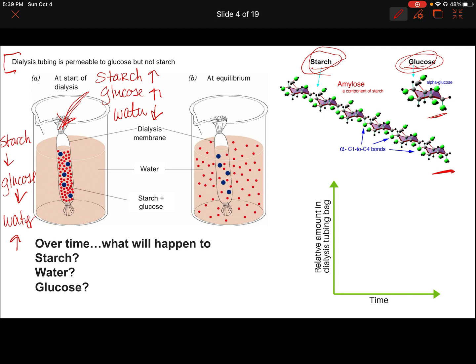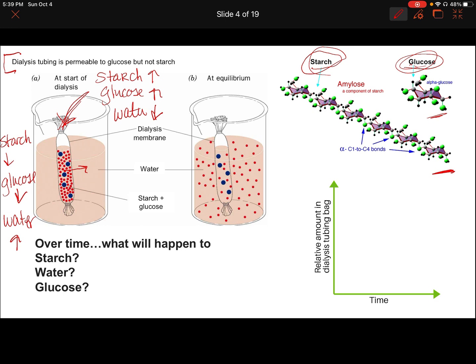So what ends up happening is the things that can move will move. Okay, so that means that glucose is going to move out. Glucose is going to move from an area of high concentration to an area of low concentration. Okay, and those little red dots, those are the glucose. The big blue dots are the starch, and that's not going to go anywhere because it cannot move through the membrane.